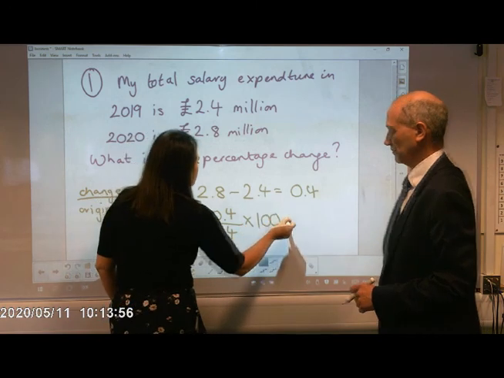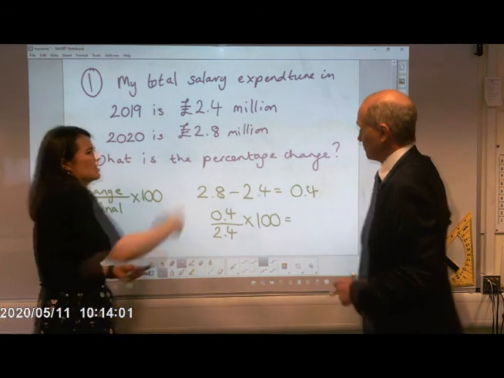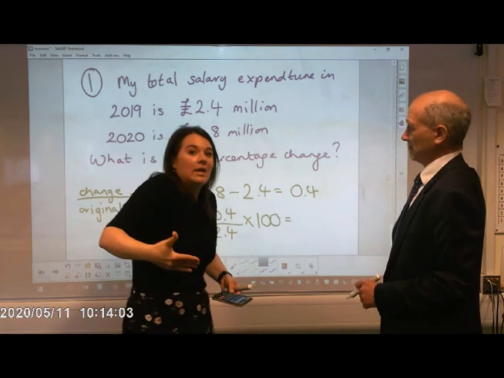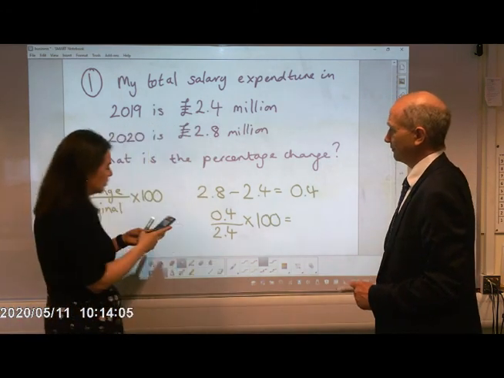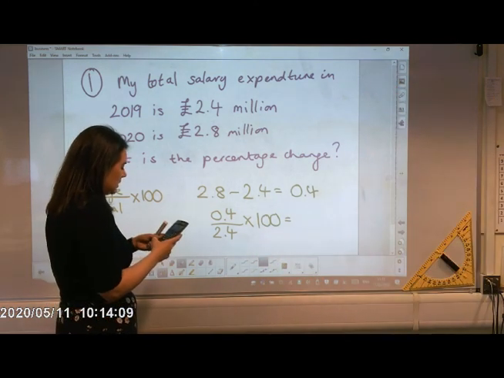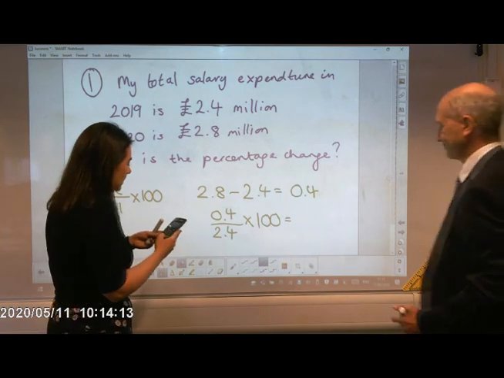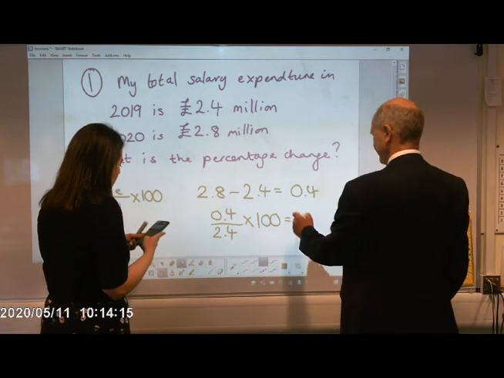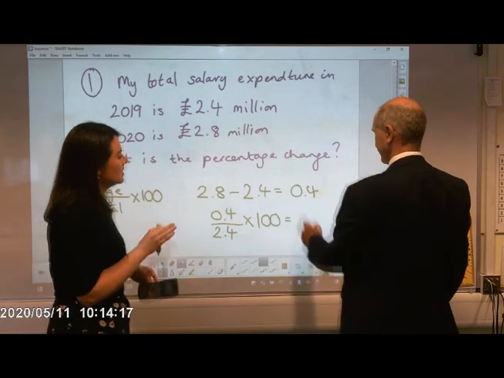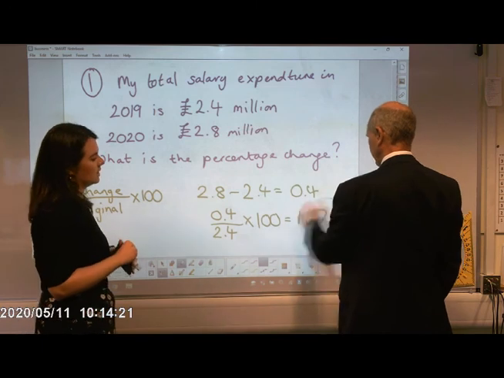I'm not going to waste my time changing things into different units because they're both in the same unit. You've got 2.4 and you've got 2.8. Make sure that they are consistent. So 0.4 divided by 2.4, as we know, is a sixth. You might not know that. And that is 16.6 recurring, or 16.7% rounded to three significant figures.